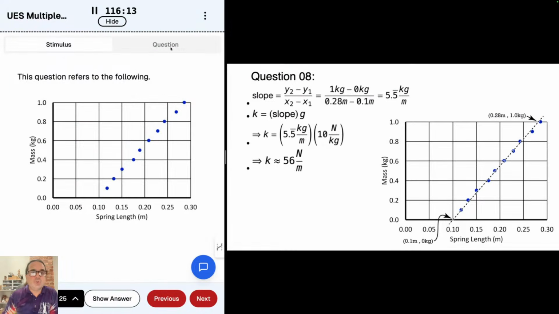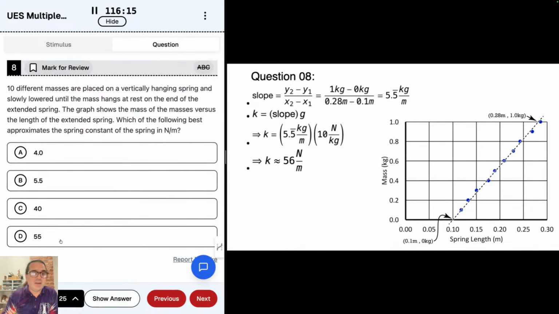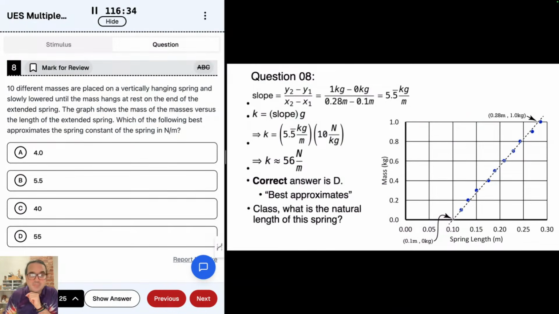And so the correct answer is a number that's close to the 56. It's 55. So the correct answer is D. Again, this is one of those questions where it best approximates. So we got 56, and the correct answer is 55. So that approximates it. I do have a question, though.